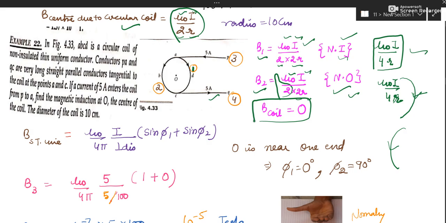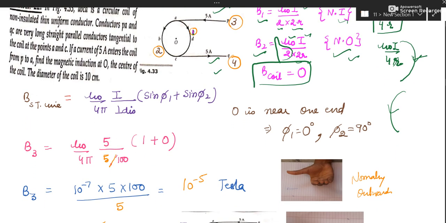Okay, and now we have two portions, straight wires. So we'll use the magnetic field due to a straight wire, mu naught by 4 pi I by perpendicular distance, times sin phi 1 plus sin phi 2. Now this is a special case. The point is lying near one end. In that case, one angle is 0 and one angle is 90. Please substitute. Sin 0 will be 0 and sin 90 will be 1.